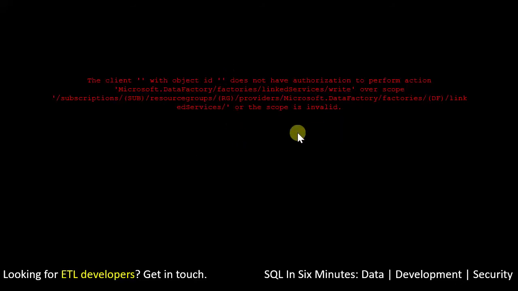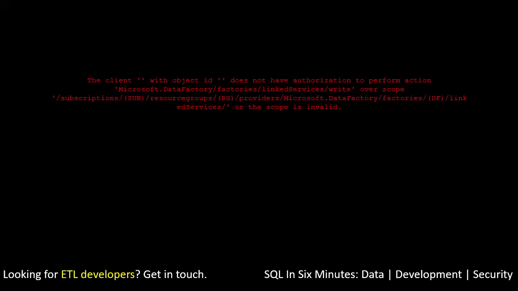Now, there's a couple things to note about this error. First of all, we're looking at linked services, but it could easily be datasets, it could be pipelines, it could be any of those things, right? What's happening here is that this particular client, in this case, it could be anything. We could call it, let's say, John Doe, with an object ID, which is a GUID. He's trying to perform a write operation, but he does not have access, in this case, to the resource group.